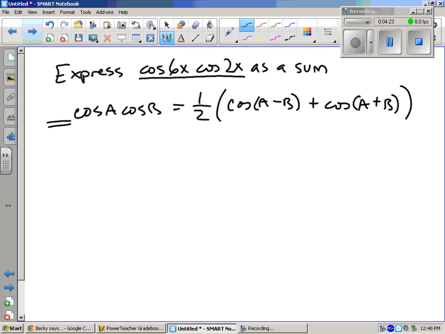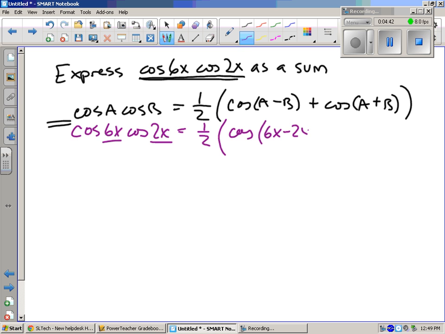Now the reason we do that is now we can just take our formula here. I'm going to write it right underneath here, cosine of 6x cosine of 2x, and this now is the A and this is the B, so that's what goes in over here: cosine of 6x minus 2x and the cosine of 6x plus 2x. So don't make this difficult.